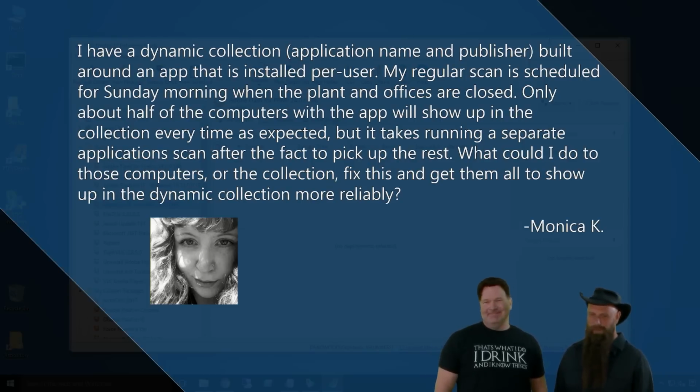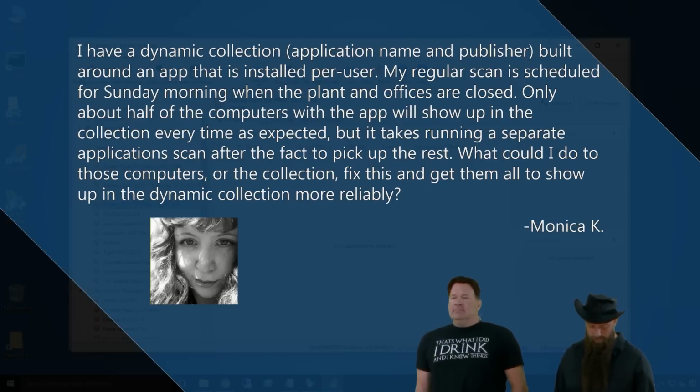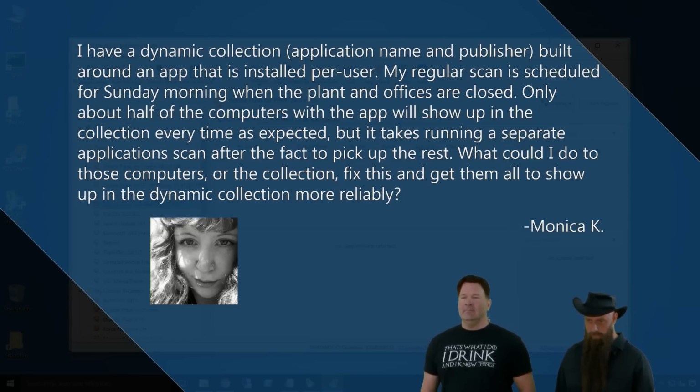Monica K. Hey, Monica, who's written us a novel. Here we go. I have a dynamic collection, application name and publisher, built around an app that is installed per user. My regular scan is scheduled for Sunday morning when the plant and offices are closed. Only about half of the computers with the app will show up in the collection every time as expected, but it takes running a separate application scan after the fact to pick up the rest. What could I do to those computers or the collection to fix this and get them all to show up in the dynamic collection more reliably?